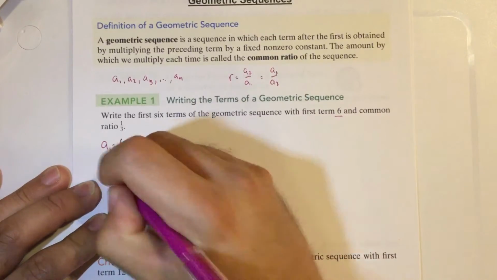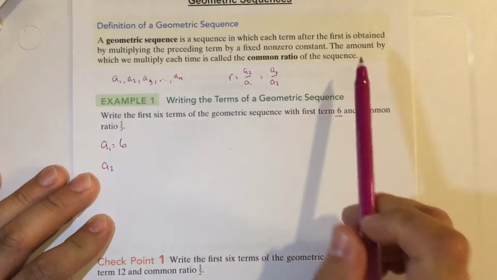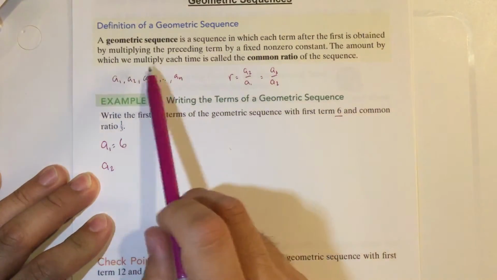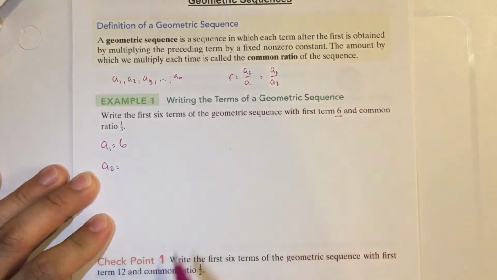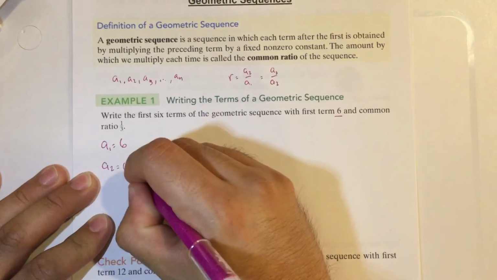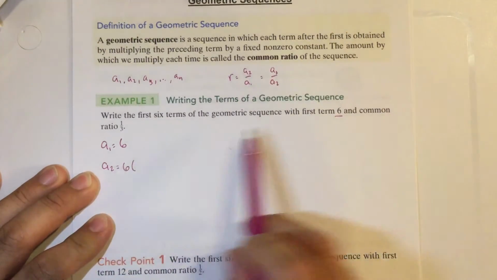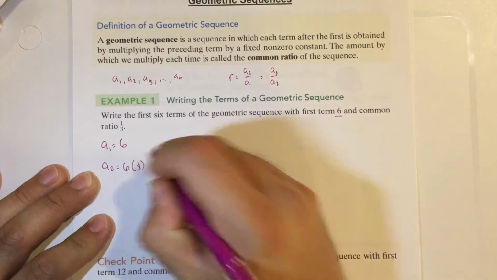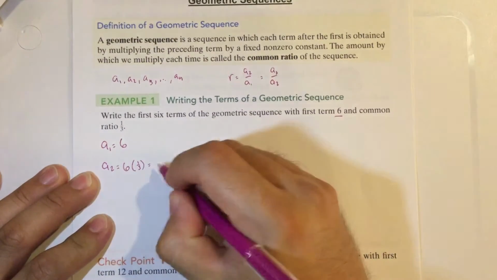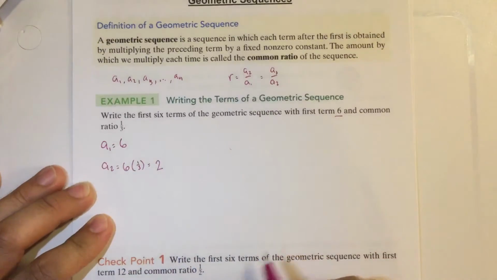Now, a sub 2. If we recall the definition, it says the amount by which we multiply each time is called the common ratio. So what we're going to do is take that first term of 6 and multiply it by our common ratio, in this case 1/3. So 6 times 1/3 is going to be 2.